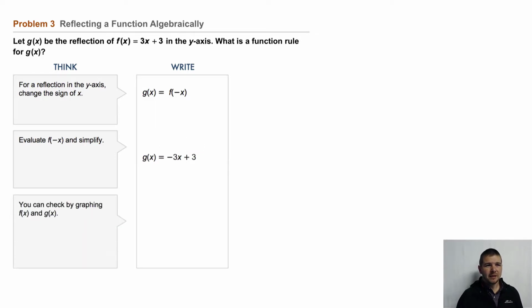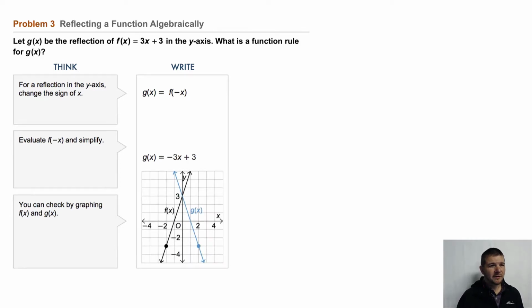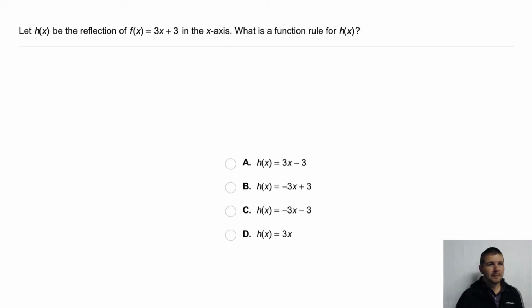Finally think, you can check by graphing f of x and g of x for the reflection. Well, graphed here is f of x in black and g of x in blue, and sure enough, they reflect across the y-axis. Your turn. Let h of x be the reflection of f of x equals 3x plus 3 in the x-axis. What is a function rule for h of x?